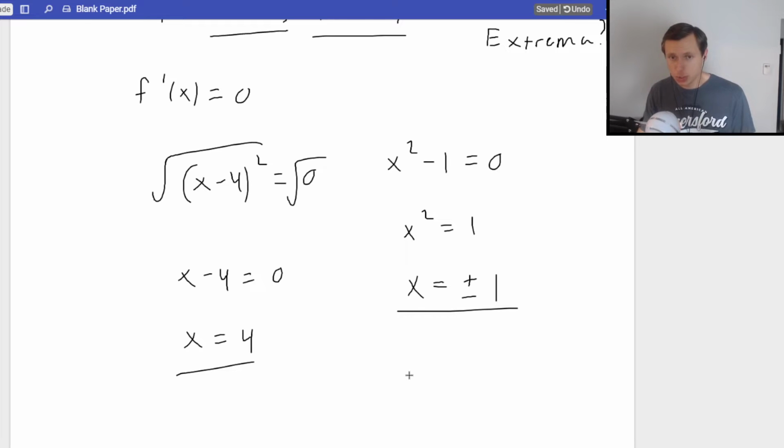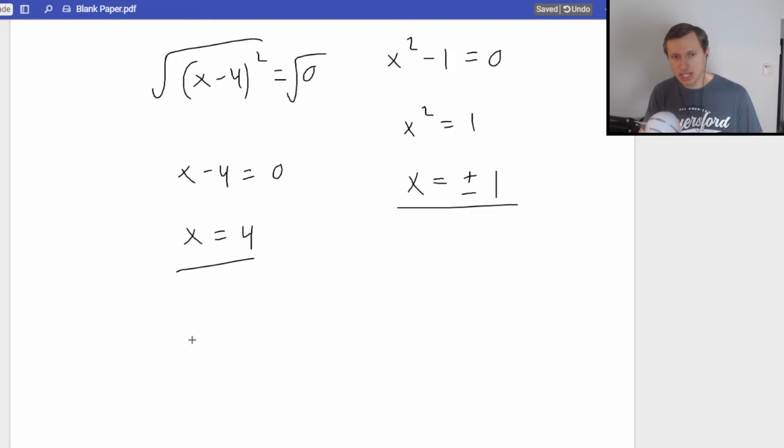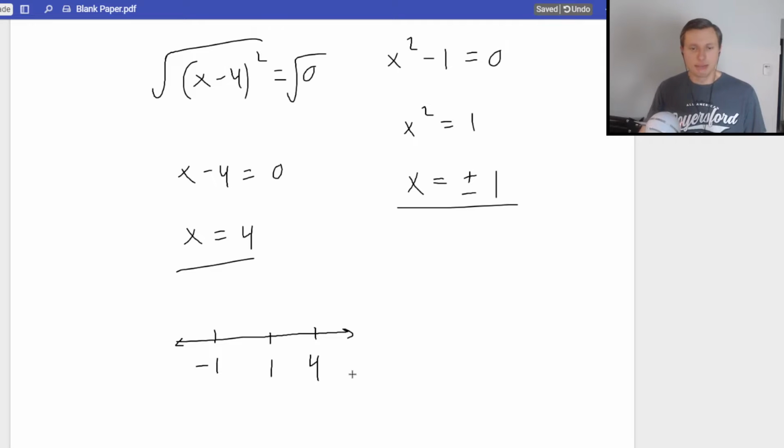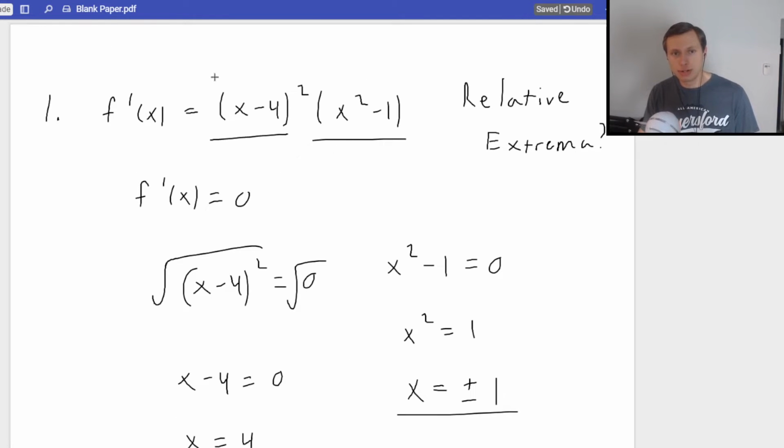Now that's not the answer to our question just yet. Remember, now we're going to do the first derivative test, which involves plotting these points on a number line: -1, +1, and +4. And then we just need to plug in points around these numbers and see where it switches from positive to negative slope or negative to positive. So I need to plug in a point less than -1. I can choose any point. Let's choose -2. And I'm plugging into the first derivative, which is this function right here.